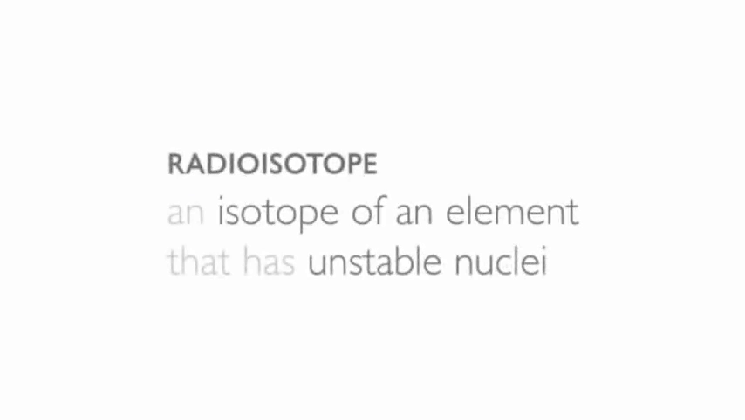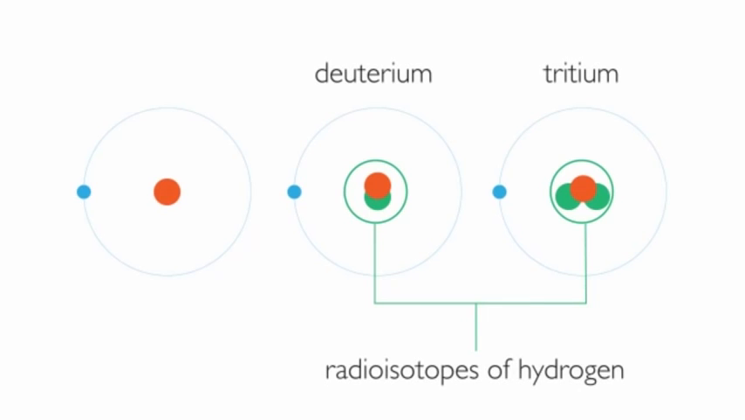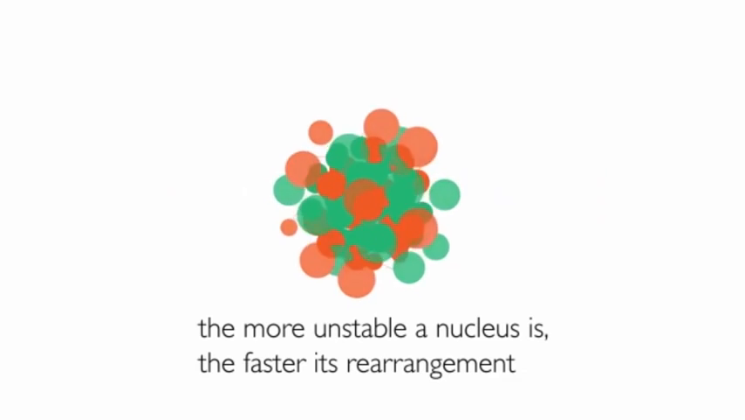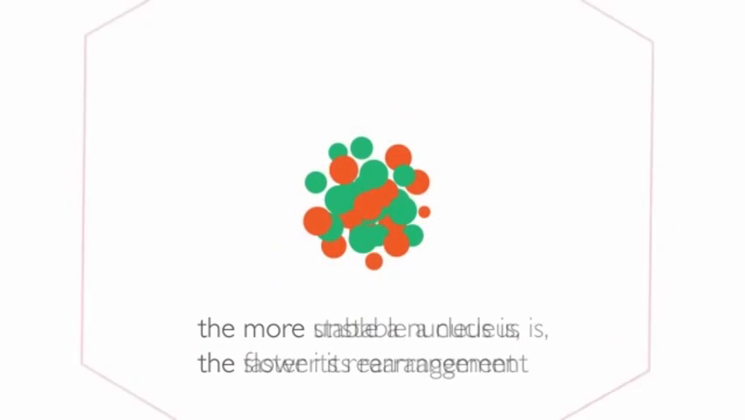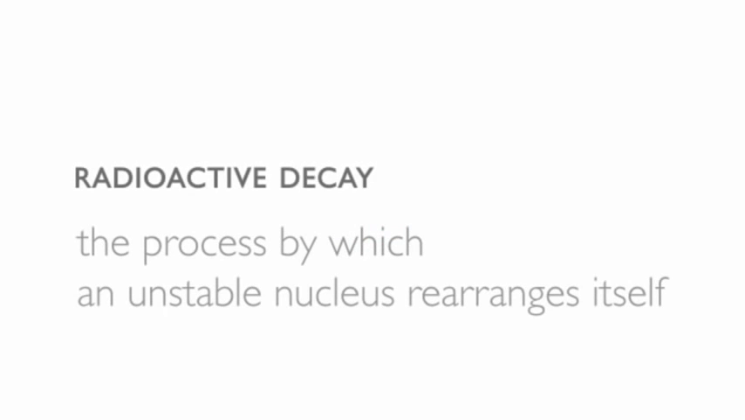If there are too many protons or too many neutrons, the nucleus can spontaneously rearrange itself and throw out particles in the process. This is essentially what happens in radioactive decay. Isotopes that have unstable nuclei like this are known as radioactive isotopes or radioisotopes. In our hydrogen examples, both deuterium and tritium are unstable and are hence radioisotopes of hydrogen. The more unstable a nucleus, the faster it will try to rearrange itself into a more stable state. And another name for this process is radioactive decay.